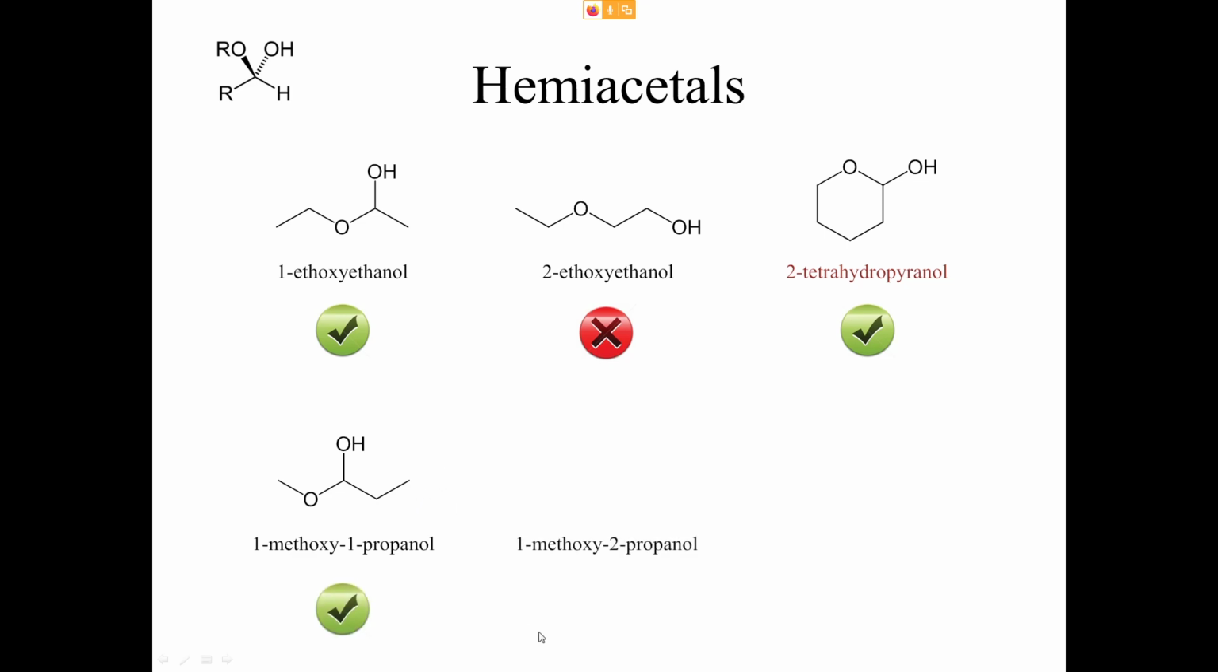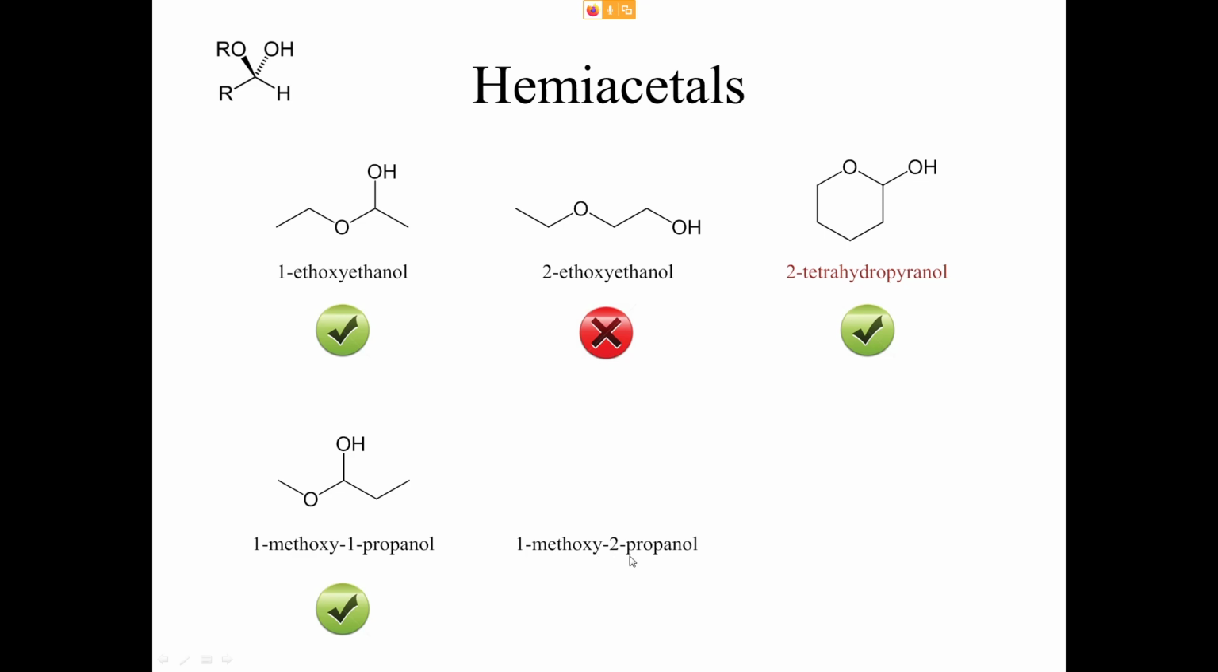So how about the next one? Before you draw it, let's try to predict what it'll be. And then we'll draw it and confirm. It will not be one. Why do you think so? Because the methoxy is on 1 and propanol is on 2. The OH is on 2, and the methoxy, which is the OR group, is on a different carbon. So you're absolutely right.